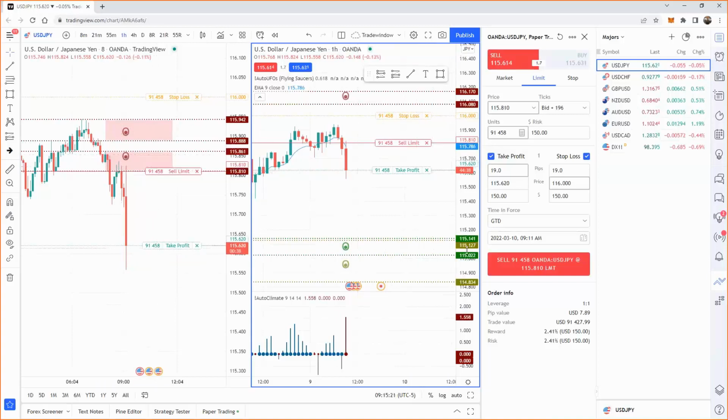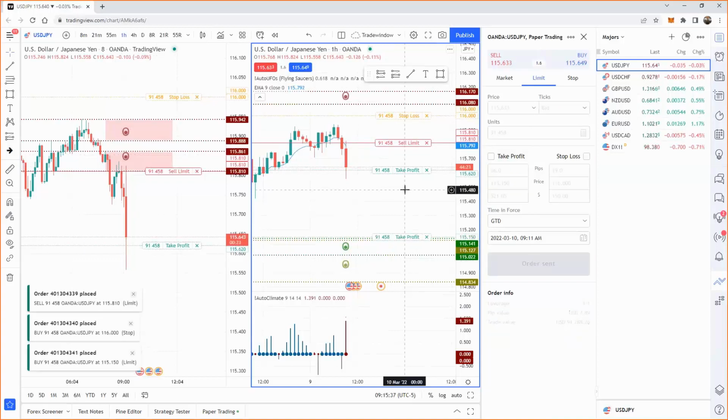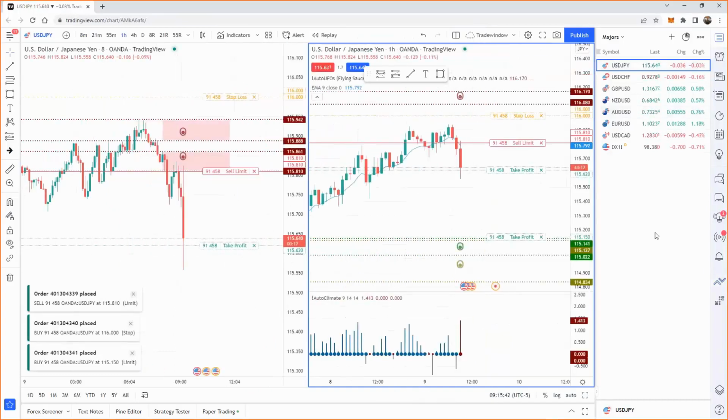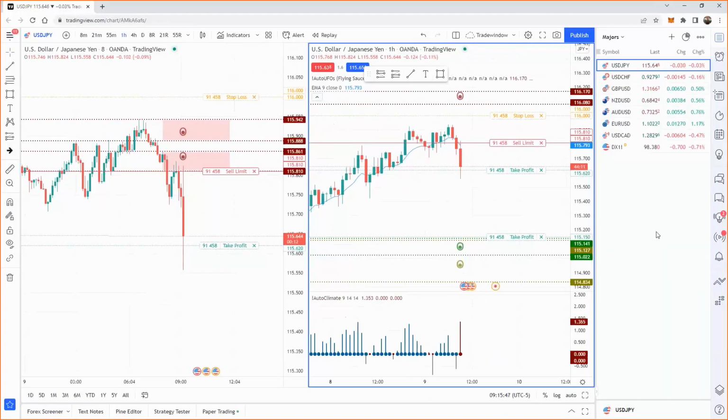Well, the first opposing UFO is this one, 115.141. And I'm just going to round this up to 115.15. Okay? And that's our trade setup right there. All right, so basically, we are utilizing essentially 3 instruments. It's the auto UFOs, the auto climate, and a 9 exponential moving average on 2 different charts, on 2 different time frames.